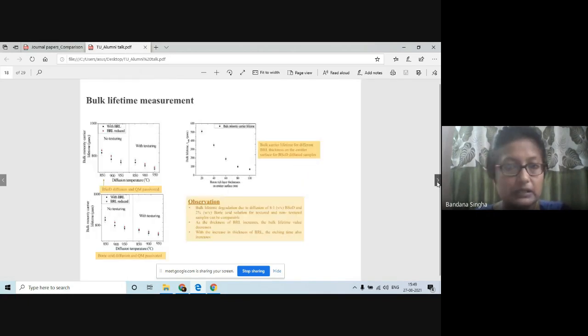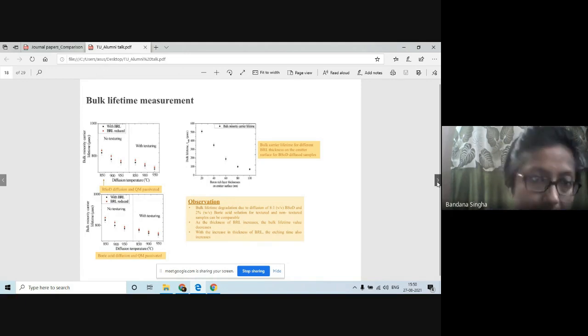Another important thing is the measurement of bulk carrier lifetime. When you measure the carrier lifetime, it gives us the effective carrier lifetime, that is the combination of the lifetime of the surface and the bulk. Actually, it is the bulk which is responsible for the solar cell performance. So we need to measure the bulk lifetime for the devices, and see how this bulk lifetime varies when we use different types of dopant sources.